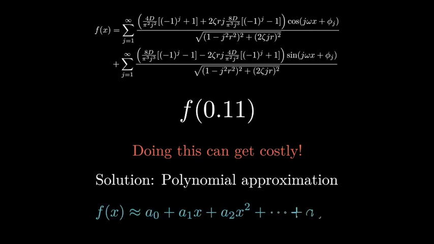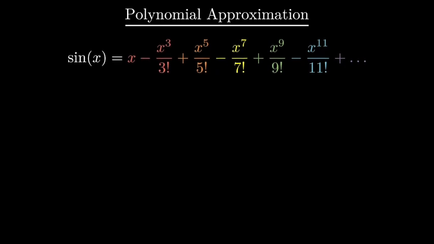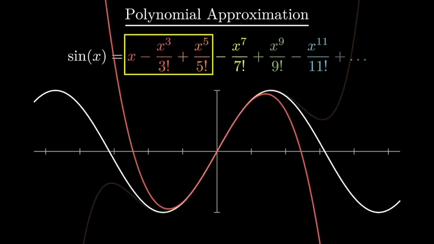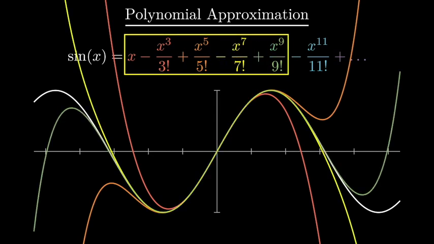Because polynomials are comprised of just a few basic algebraic operations, evaluating one often takes less time than evaluating a more complicated expression. One example of a polynomial approximation is the Taylor series for sine of x. As we plot more and more terms of the Taylor series, we get closer and closer to sine x, or in other words, these polynomials converge to sine x. Another way of saying this is that we have a convergent sequence of polynomials whose limit is sine of x.